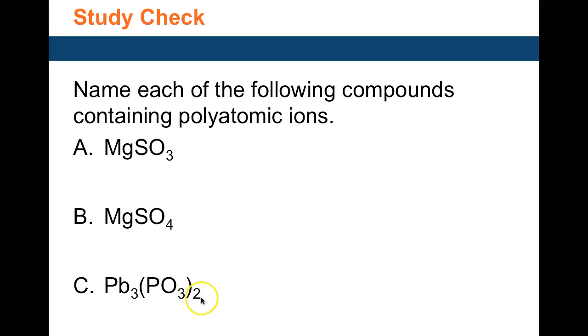Pb is lead. If you look here, phosphite is -3. So the charge on lead is 2. Lead(II) phosphite.